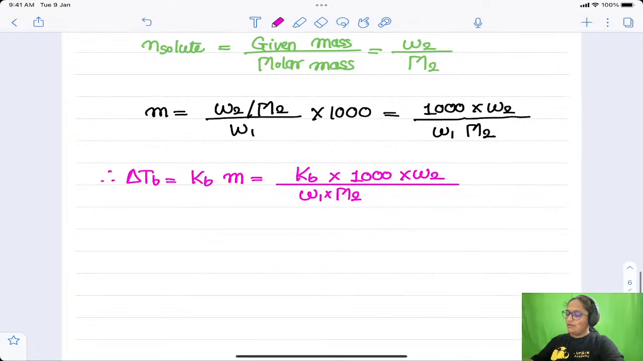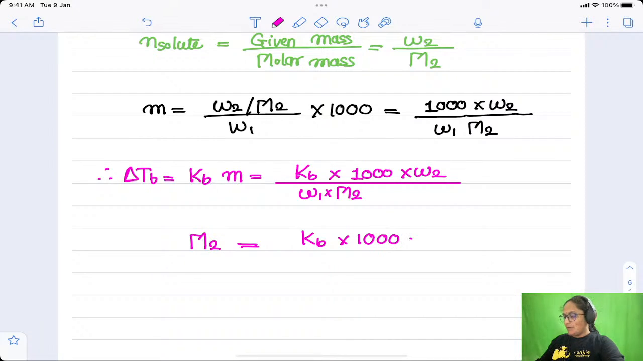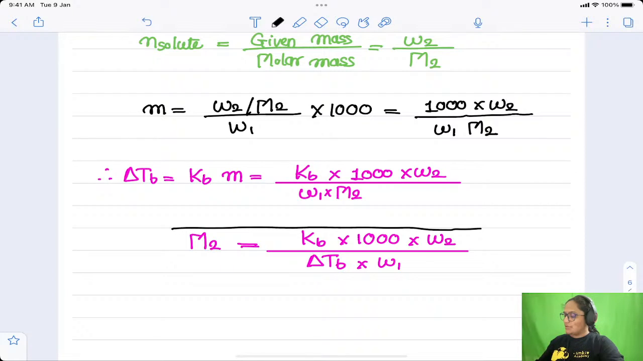Now this I can modify, because what is the desired equation for M2? M2 is the molar mass of unknown solute. M2 will be equal to what? Kb will remain as it is, multiplied by 1000 multiplied by W2, divided by delta TB multiplied by W1. So this is the final equation which we want for finding out the molar mass of unknown solute. That was the main purpose of performing this experiment.